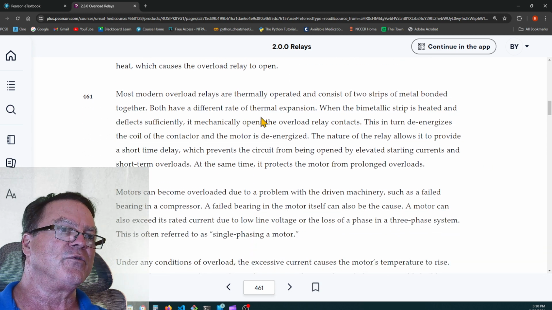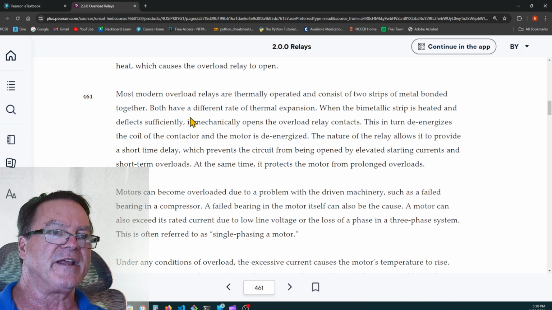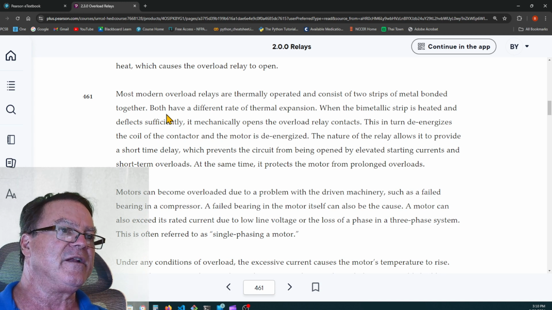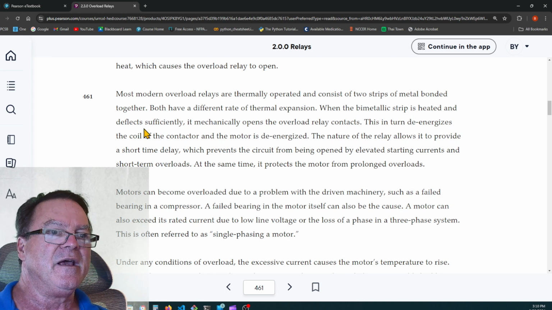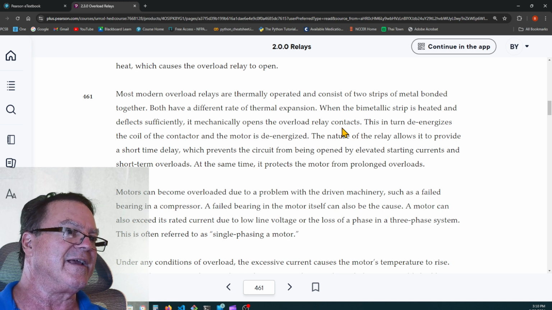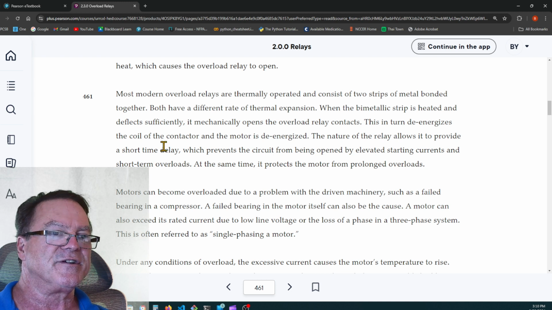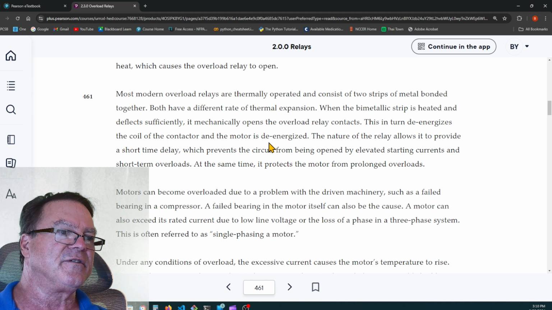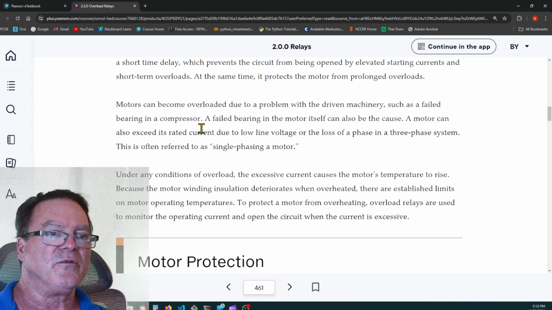Most modern overload relays are thermally operated and consist of two strips of metal bonded together. That's the bimetallic, two metals, bimetallic switch. Both have a different rate of thermal expansion. When the bimetallic strip is heated and deflects sufficiently, it mechanically opens the overload relay contacts. This in turn de-energizes the coil of the contactor and the motor is de-energized. And they have to be manually reset.